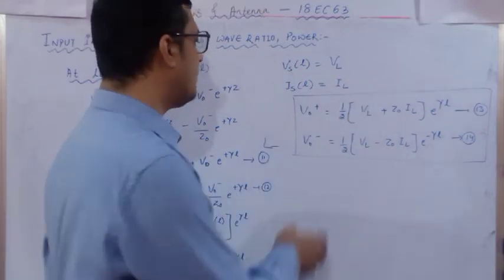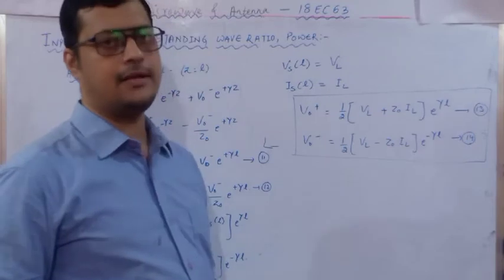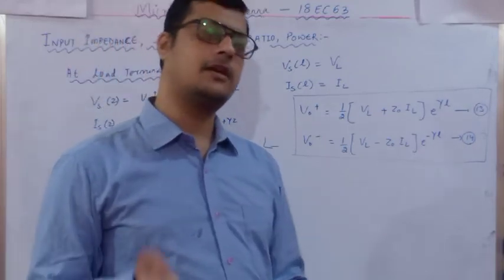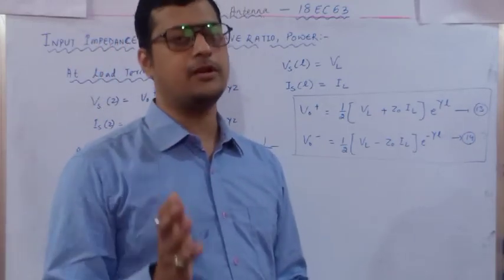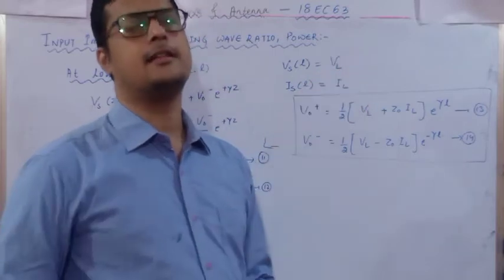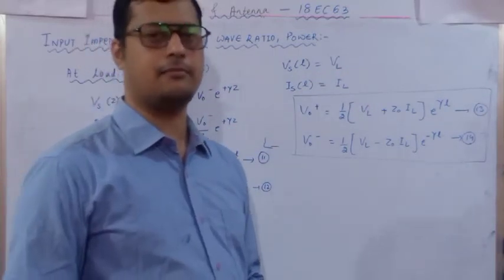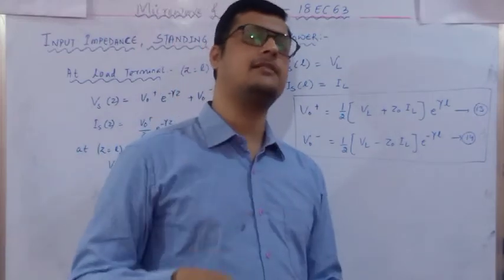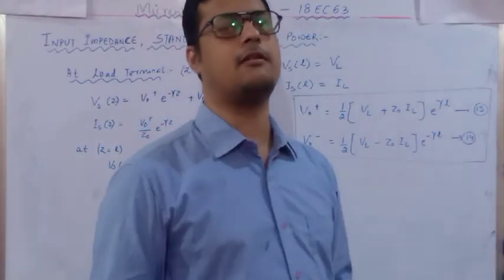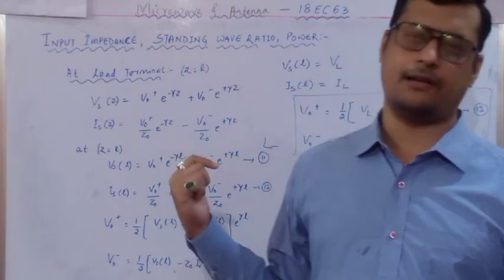Once this V naught minus and V naught plus are identified, then you can proceed to determine the input impedance at the load point. At that point also you can identify the input impedance, because input impedance will change with respect to the position along the length, as we have seen in that figure.